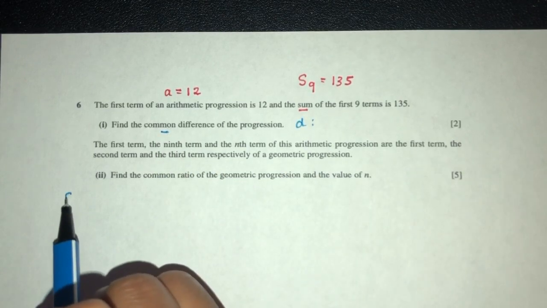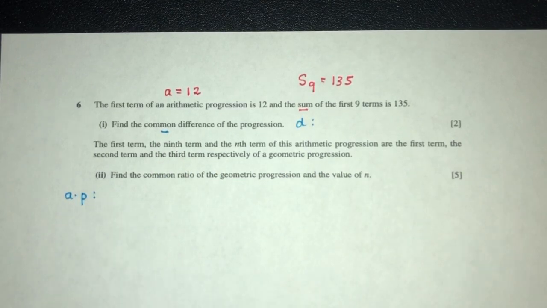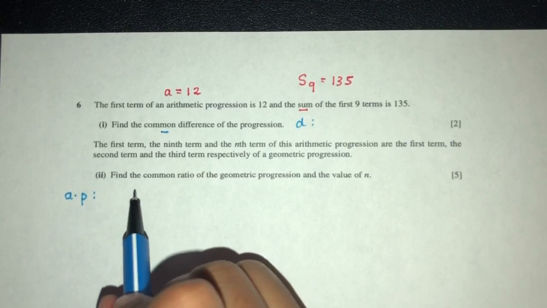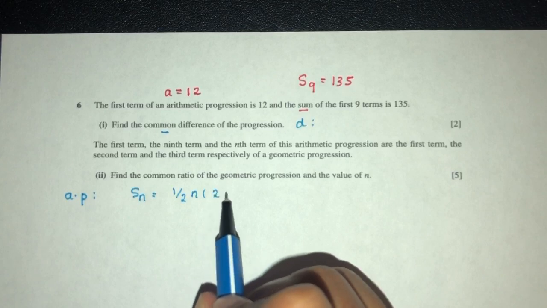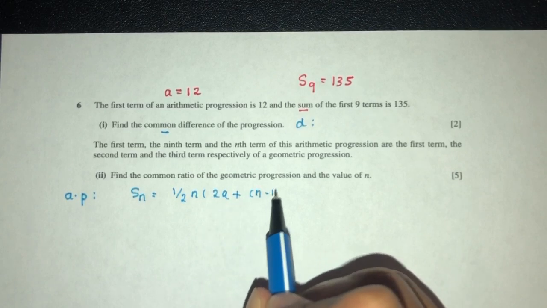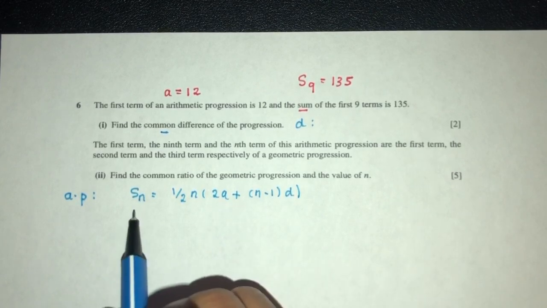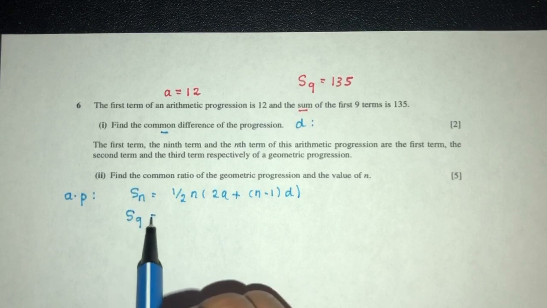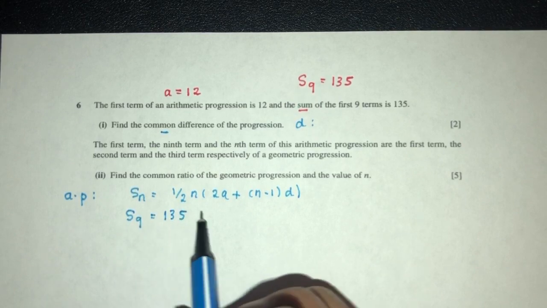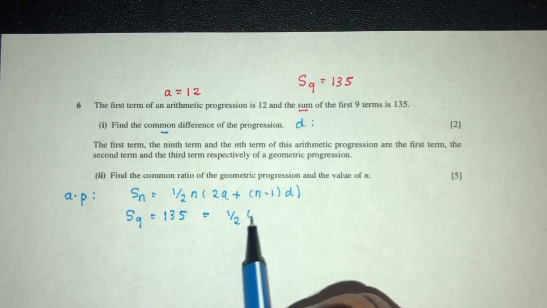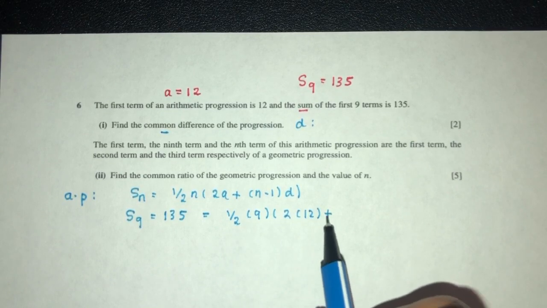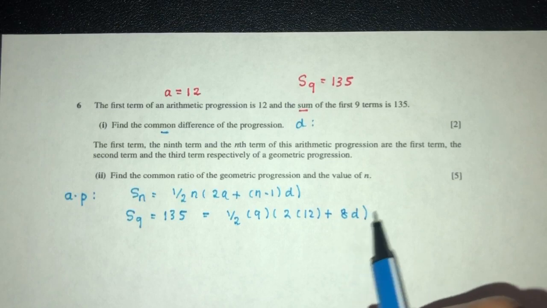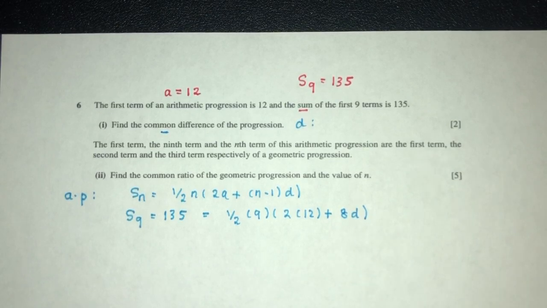So because we know it is an AP, we can write down the formulas we know. The sum of the first n terms is given to you by half n, 2a plus n minus 1 times d. So sum of the first 9 terms is 135. Replace, you will have half, n is 9, 2 times a, that will be 12, plus n minus 1 is 8 times d. So here we have to solve for the value of d.